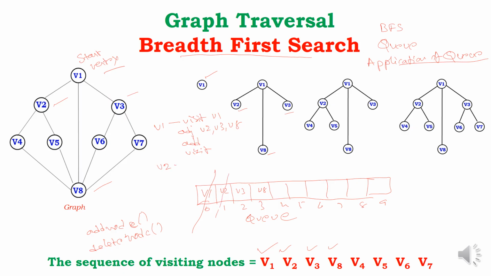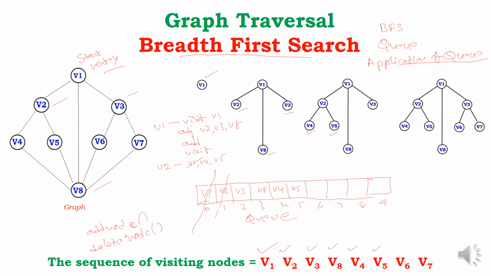V2 is deleted from the queue. Find adjacent vertices of V2: V1, V4, V5. But V1 is already visited. Now V4, V5 are unvisited vertices. Add them to the queue. Then visit them. V4, V5 are visited in the third stage.